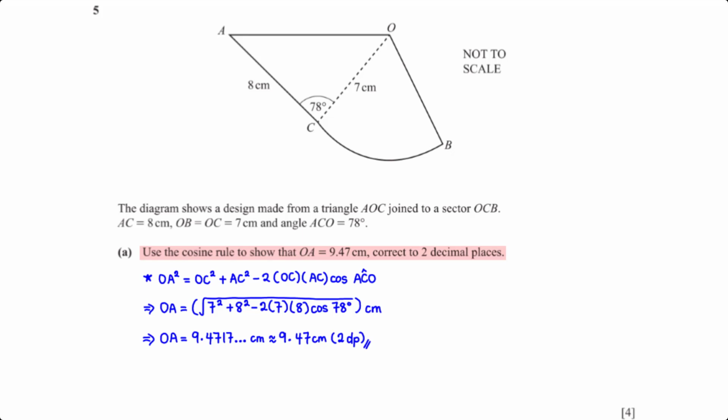When we apply the cosine rule to triangle AOC, this is what we have. When we make OA the subject and plug in the values of OC, AC, and angle ACO, this is what we have. When we type this into the calculator, we get 9.4717 centimeters, which is approximately 9.47 centimeters, rounded to 2 decimal places.